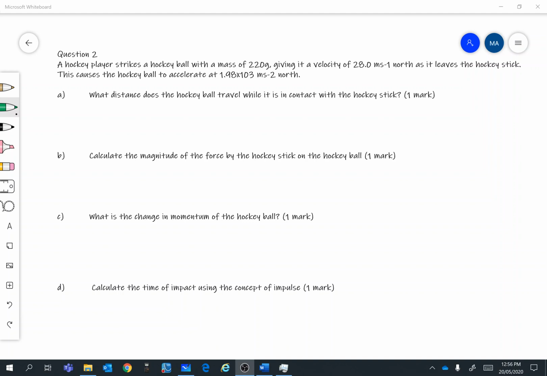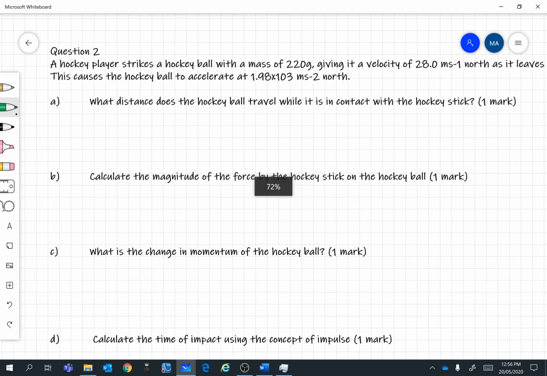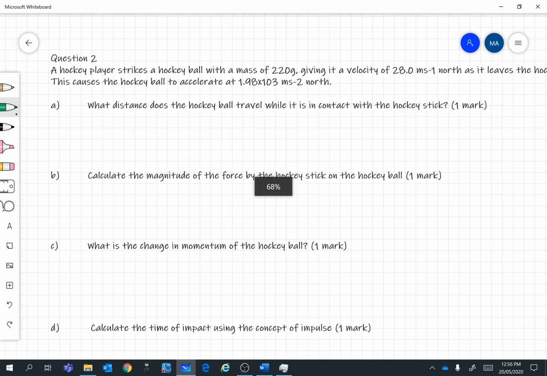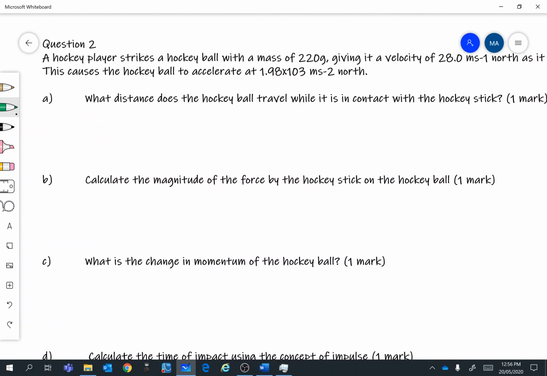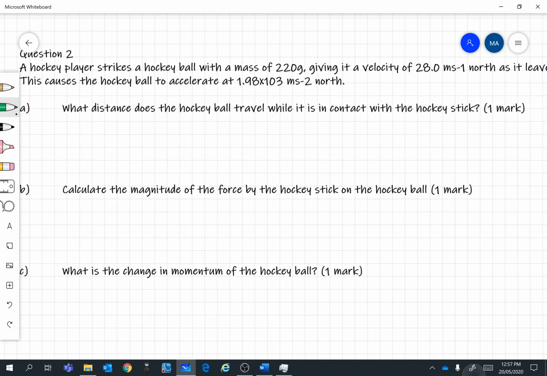Righto, science students, let's have a go at question 2 off the Criterion 5 test for motion and force. So we've got a hockey player striking a hockey ball. In part A, we're asked what distance does the hockey ball travel while it's in contact with the hockey stick?